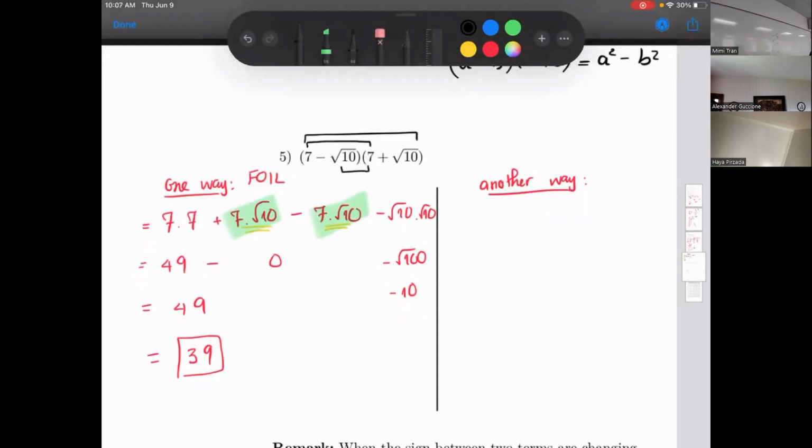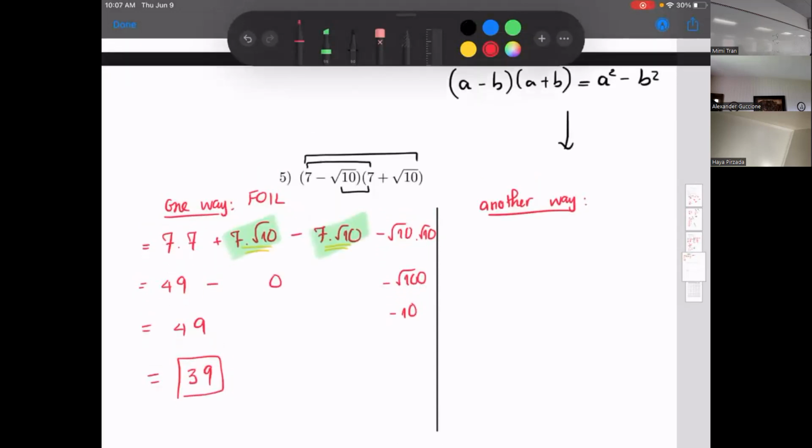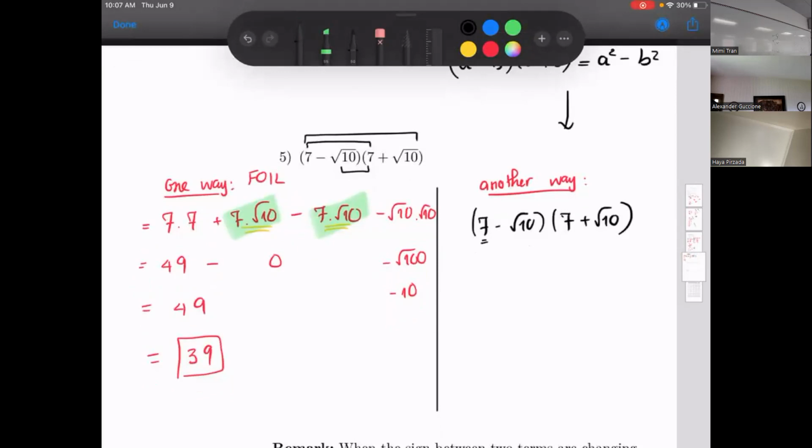So for this one, another way I can use this is what? Let me rewrite it. I have 7 minus root 10 times 7 plus root 10. That's my a, and this is my b. So can I rewrite it as what? 7 squared, is that okay?